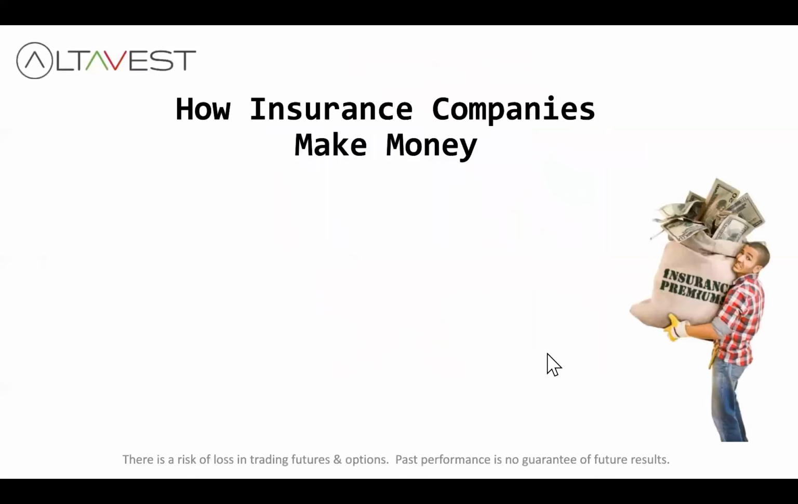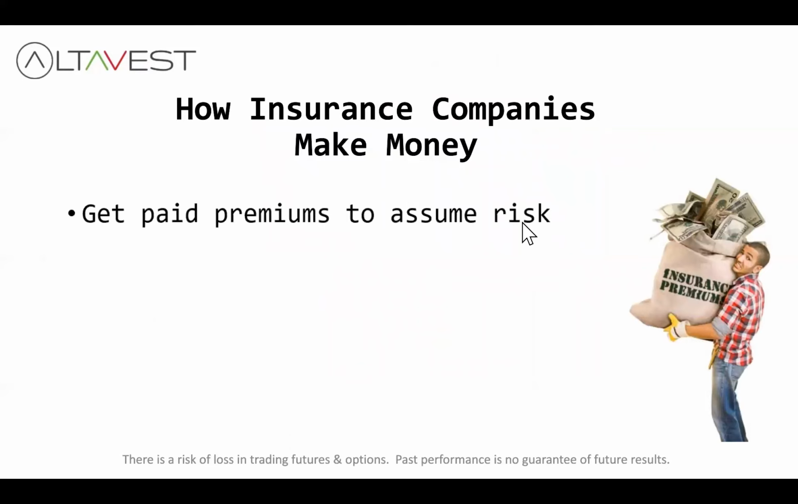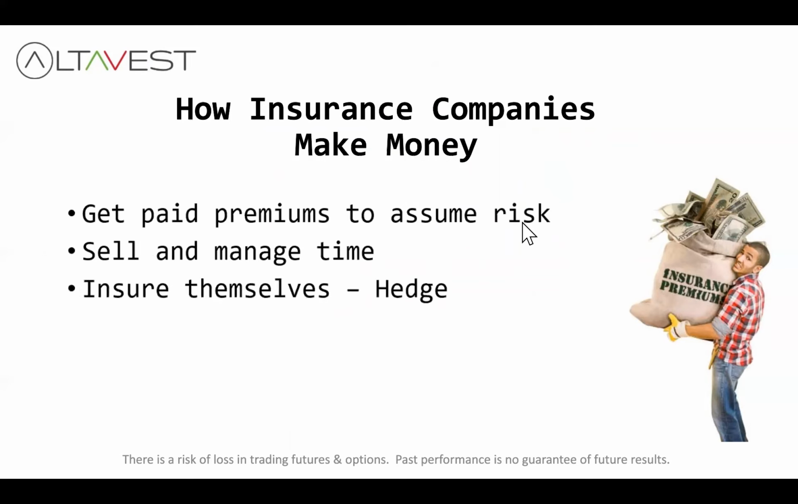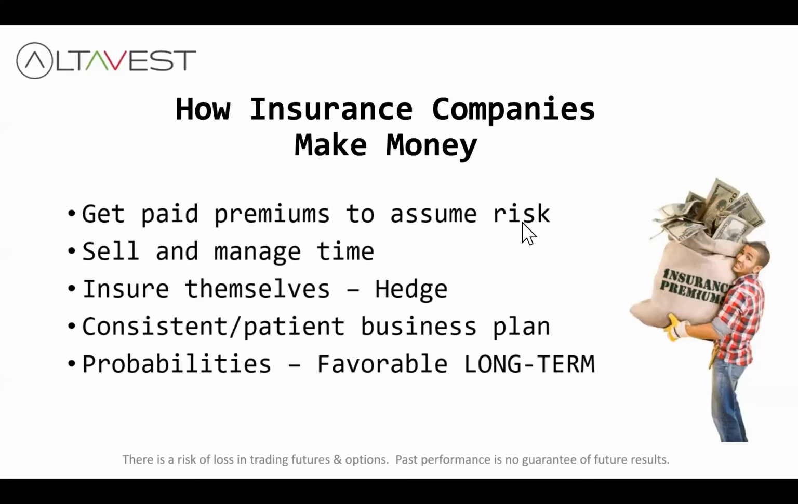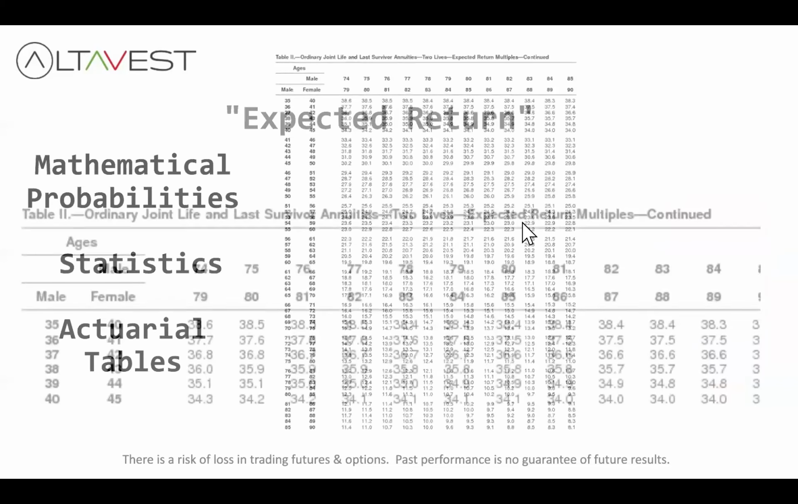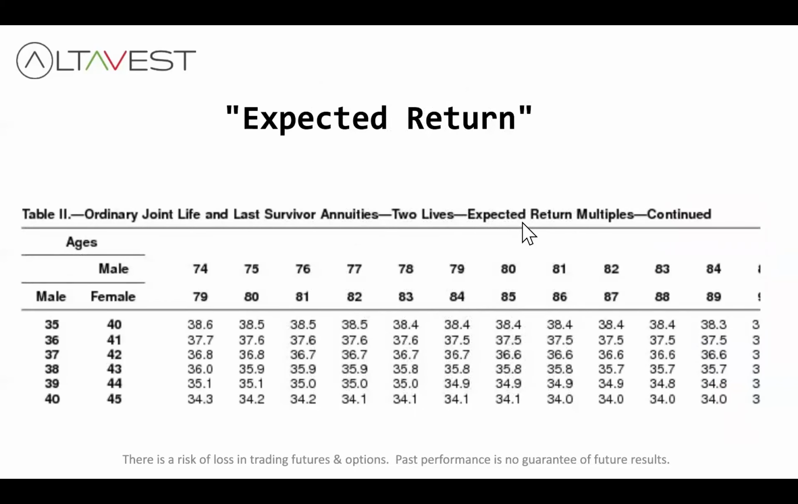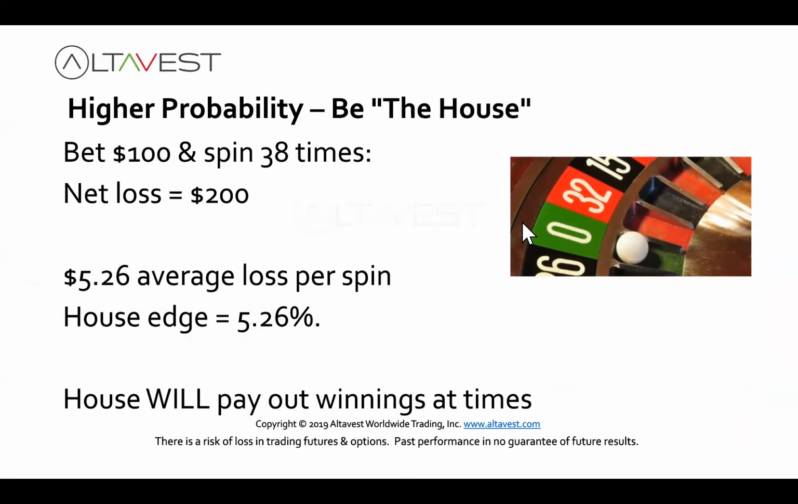So with that said, insurance companies, let's shift gears and jump into options. And here's an analogy. When you're trading options, a lot of it has to do with what side of the transaction you're on. Like an insurance company, you are paying them premiums. So that's how they make money. And of course, they're selling and managing time and risk, but they do reinsure themselves by hedging. They're always consistent and patient, and they use math. They're looking at probabilities, statistics, actuarials, expected returns. That's what they're doing. Even casinos do the same thing.